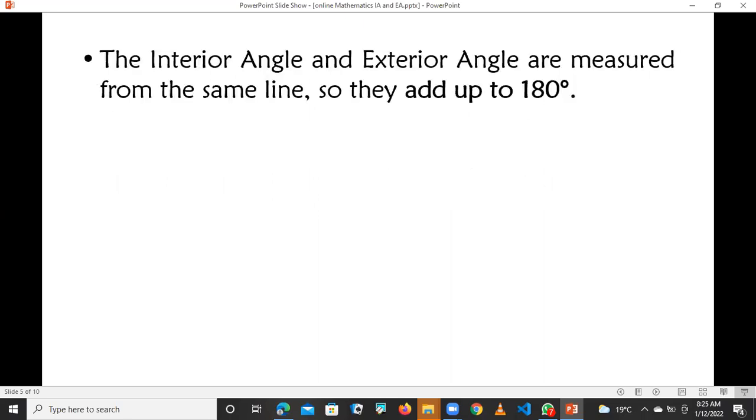Then we'll look at that. The interior angle and the exterior angle of a regular polygon are normally measured from the same line. I'll show you the line where they are measured from. Let me just do a bit of drawing here.